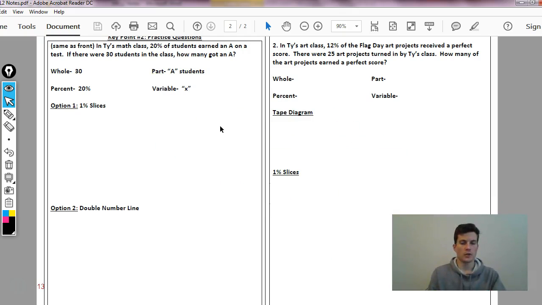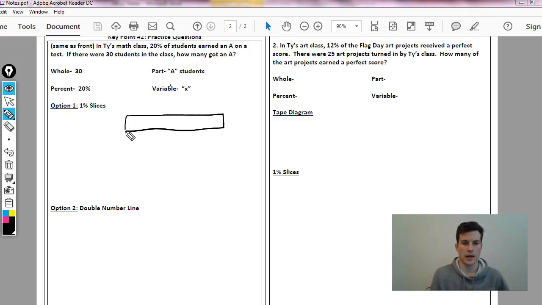Okay, so this is the same question as the front, but here we're going to solve it, and I copied in the notes at the top. So let's see. Option number 1, 1% slices. For these notes, this is the only option that we're going to go over. And pay close attention because you're going to solve number 2 using this same strategy. The first thing you want to do is draw a tape diagram. Here is my tape diagram.